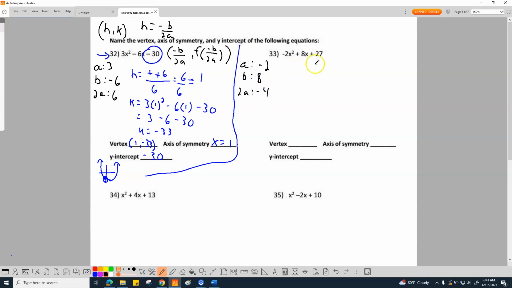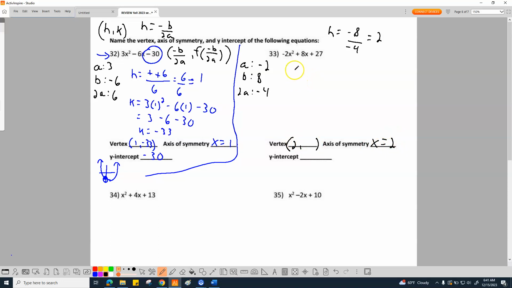So I'm going to go ahead and find my h. My h is equal to negative b over 2a, which is negative 8 over negative 4. Oh, yeah, I got it. I'm good. I'm like, did I mess up my negatives? No, I did not. Over negative 4, which gives me 2, which means that my vertex is going to start off as 2 comma something. And remember, my axis of symmetry is always x equals h, which in this case is my 2. So we have that down.